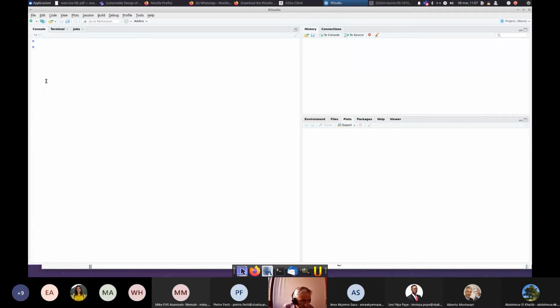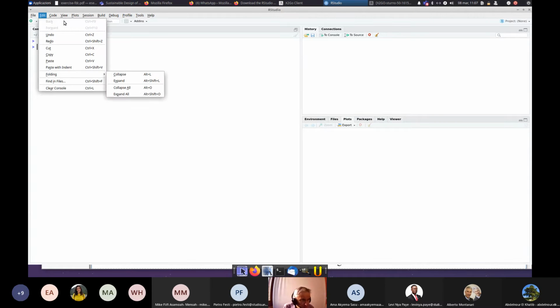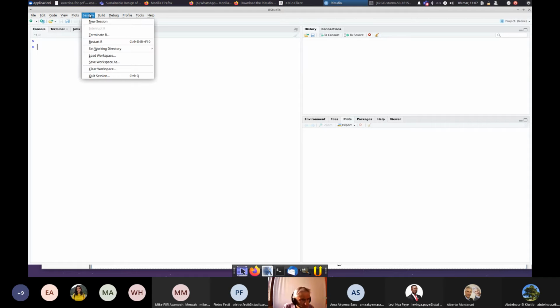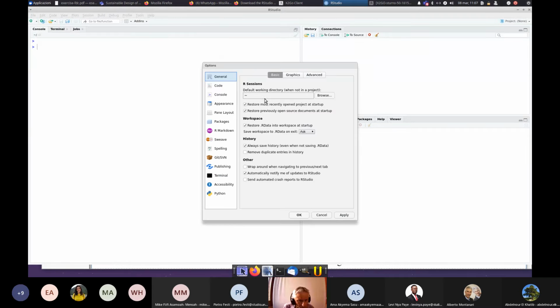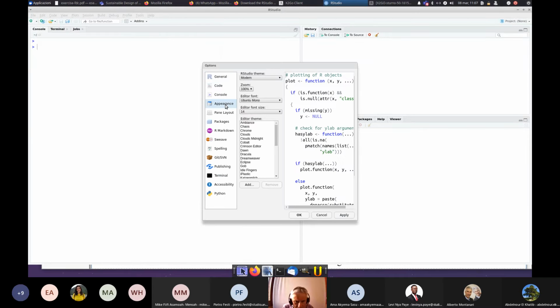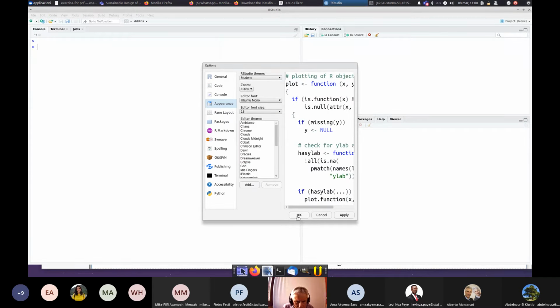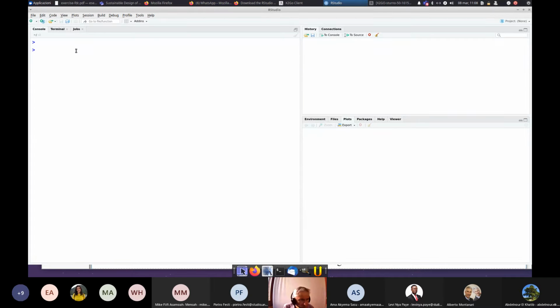Okay, let me just make my fonts larger. I think it's under, just one second, Code, Plot, Section, Tools, Global Options, let me see, Appearance. Yeah, editor font size, let me put it at 18. Okay, I think it's, no. Now the font is a bit larger.